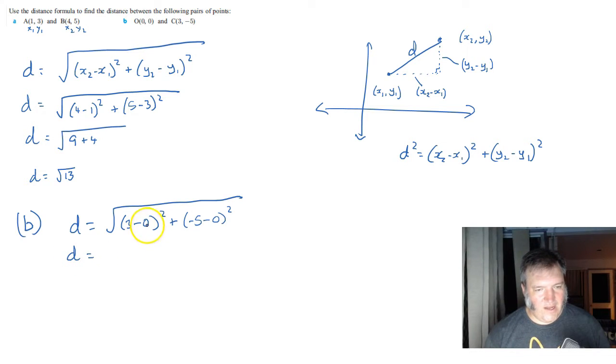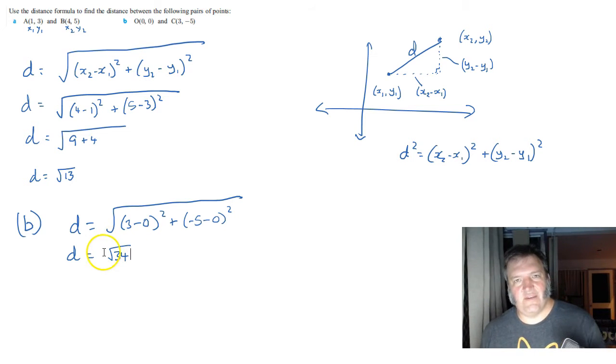You're good enough to do that in your head. 9 plus 25 is 34. The distance is root 34. That would be the absolute minimum acceptable working.